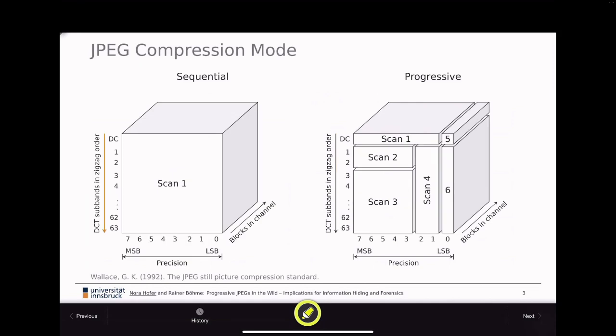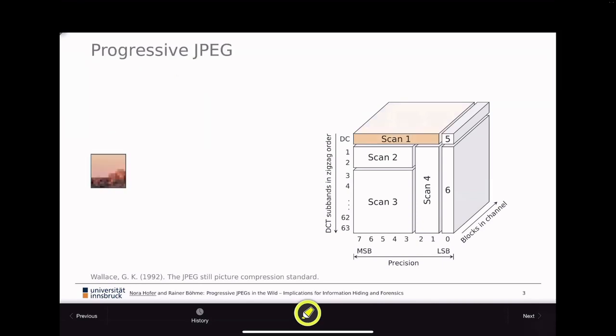Now, the progressive mode partitions the image data into so-called scans, and how exactly is defined in a scan script. We can see here an example scan script on the right side of the slide, of six scans. Let's see how that works. So the initial first scan transmits all our DC coefficients, so all our DC information, except for the least significant bit. Now, if we would decode this scan alone, it will result in an image showing the average color per block.